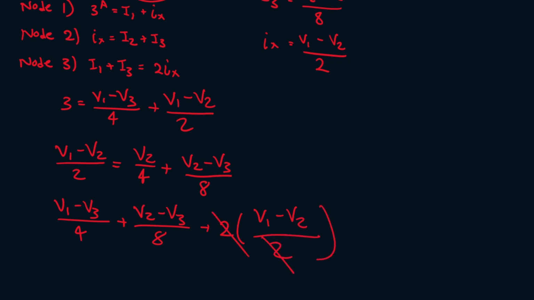Oh yeah, and it's equal to it, not plus. Okay, so these twos cancel out. So it's just V1 minus V2. So let's try and simplify all 3 of these.